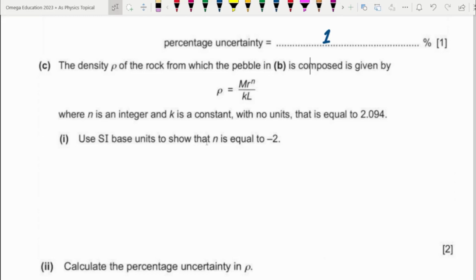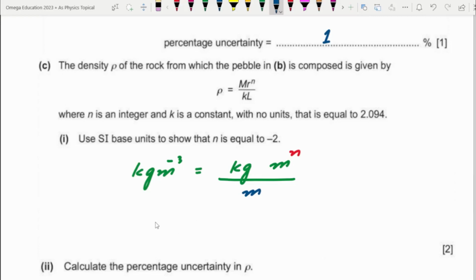Let's check out the next one. Use SI base units to show that n is equal to negative 2. So I'm going to insert the unit straight away. For rho, we have rho is the density given in the question. So the base units of density are kg m^-3 equals capital M is the mass, so kilograms. R is the radius, so meters, but raised to the power n. And this whole thing divided by k. K is a constant number with no unit, so I'm going to get rid of k, and divided by length. The base unit of length would be meters.